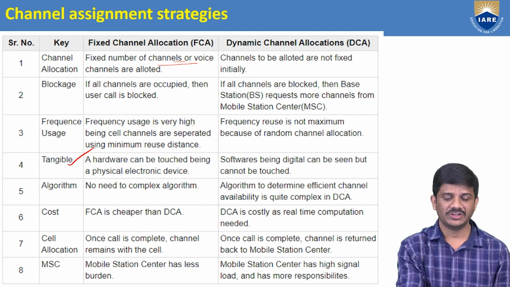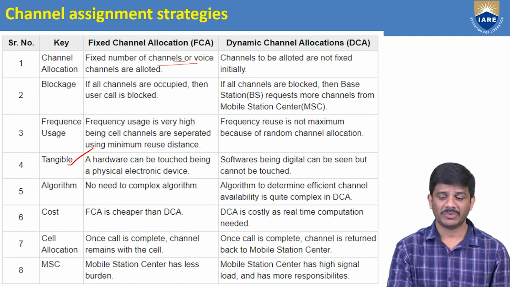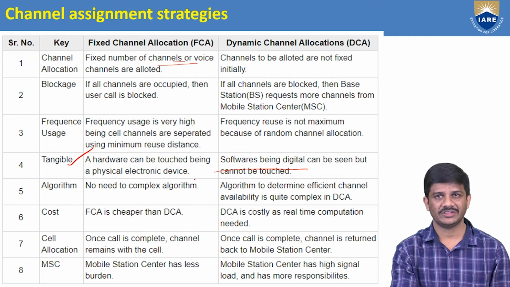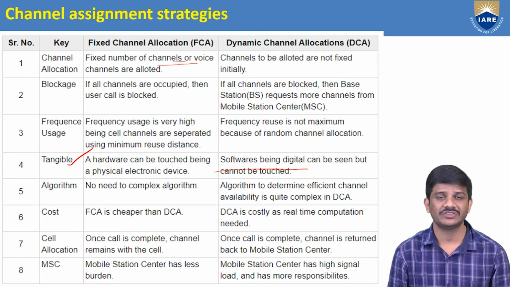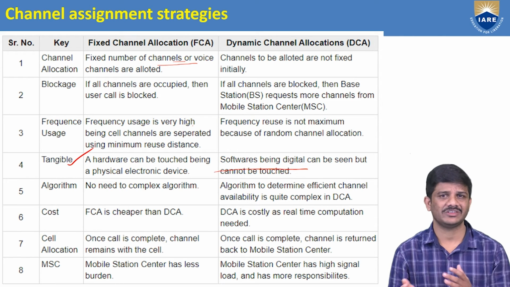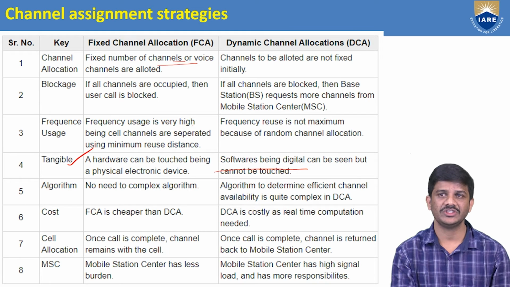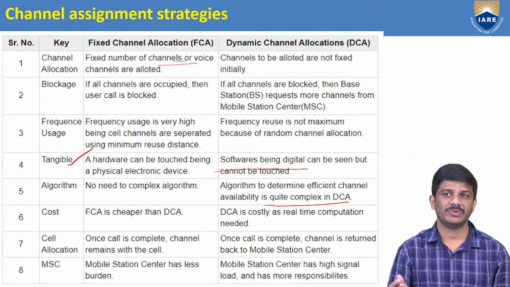Next, tangibility. Here the hardware can be touched, being a physical electronic device. But coming to here, the software, being digital, can be seen but cannot be touched. There is hardware in that, and here software. Next, algorithm. In the fixed case there is no need for a complex algorithm, because all are fixed. Why would we go for a complex algorithm? Because already everything is there. But coming to here, the algorithm determines efficient channel availability, which is quite complex in dynamic channel allocation.